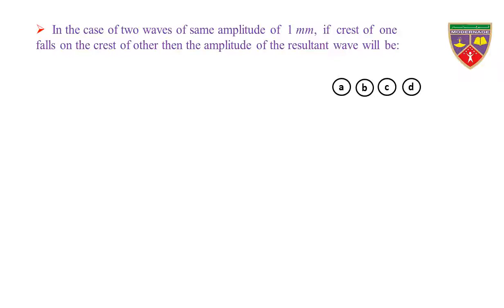In the case of two waves of the same amplitude of 1 millimeter, if the crest of one falls on the crest of the other, then the amplitude of the resultant wave will be: option A, 0 millimeter; option B, 1 millimeter; option C, 2 millimeter; option D, 3 millimeter. The key is 2 millimeter. Therefore, the correct option is C.